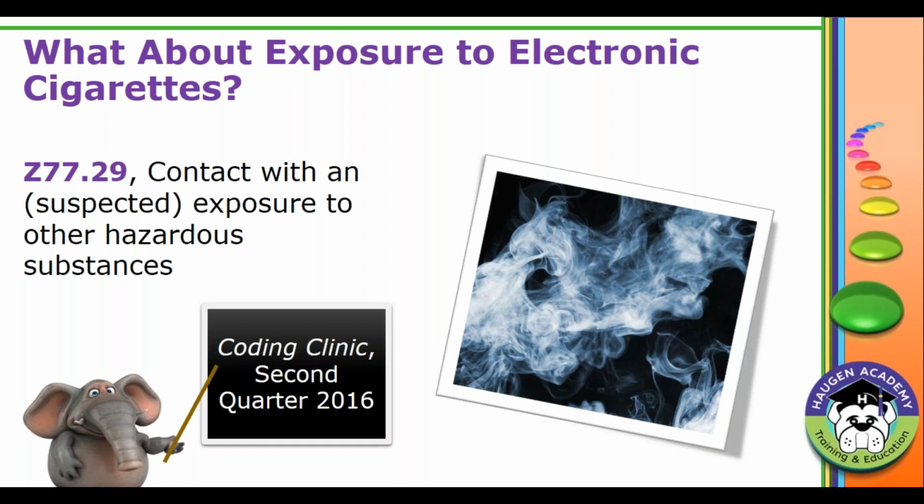And this was an article that came out in Coding Clinic second quarter of 2016. The question specifically asked about secondhand smoke related to electronic cigarettes. It was a kid coming into a pediatrician's office who had both parents smoking electronic cigarettes in the home, and the kid had been exposed to that. So the question was, how do you code for exposure to electronic cigarettes?